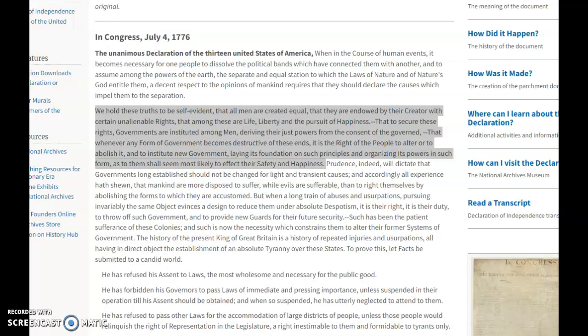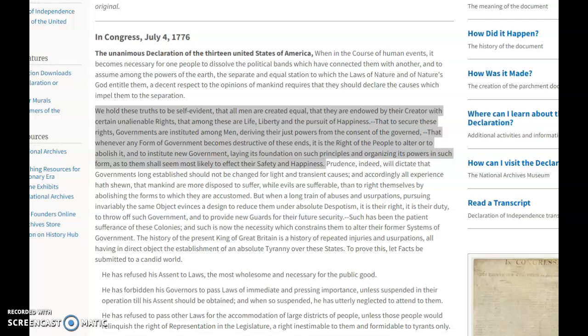The Declaration is simply a declaration of principles. It does not pass any laws. It is not a legal document. It does not set up a structure of government. But it does establish certain principles of government that are declared before the world.